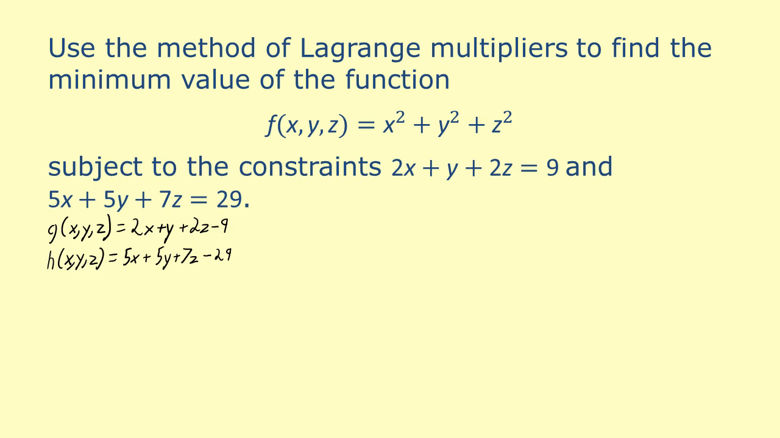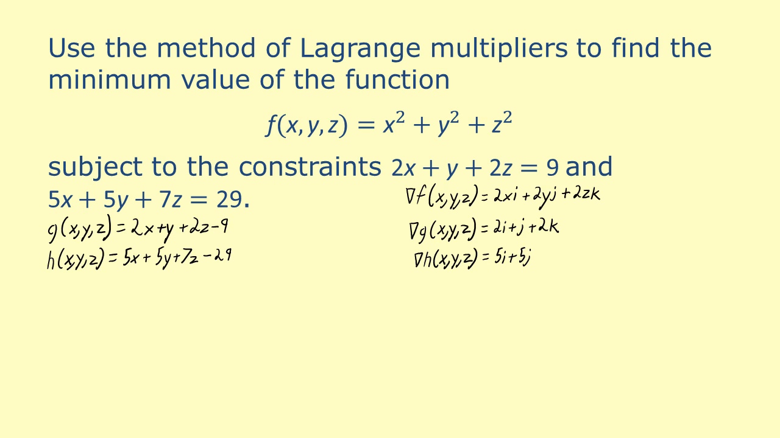Now that we have our constraints, we can calculate the gradients of f, g, and h. The gradient of f is 2xi plus 2yj plus 2zk. We have the gradient of g is 2i plus j plus 2k, and the gradient of h is 5i plus 5j plus 7k.